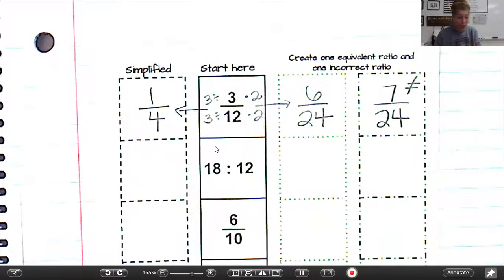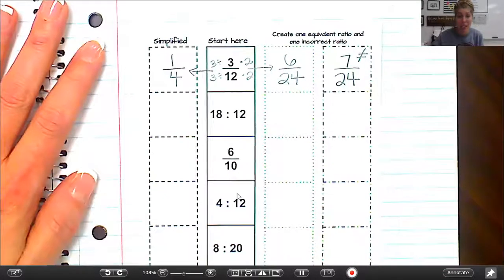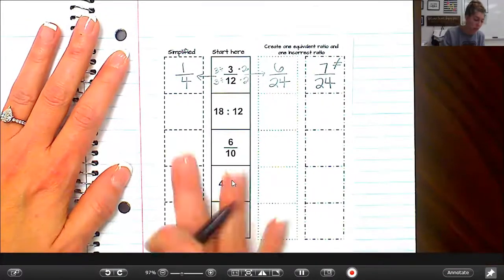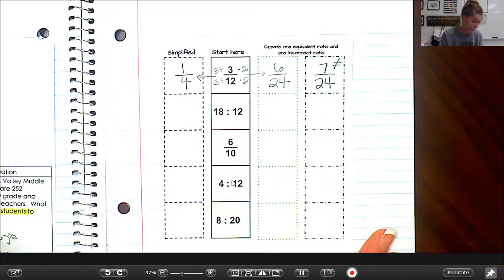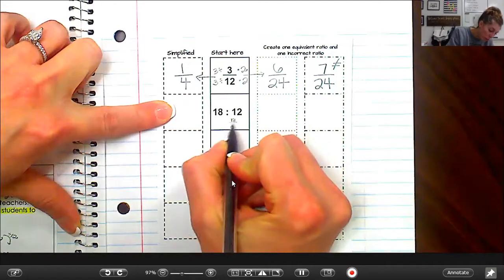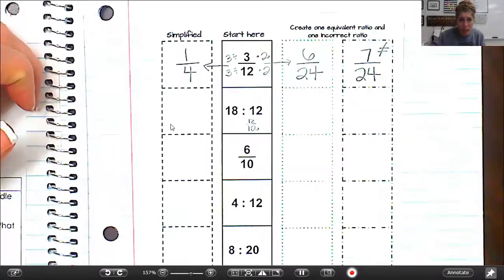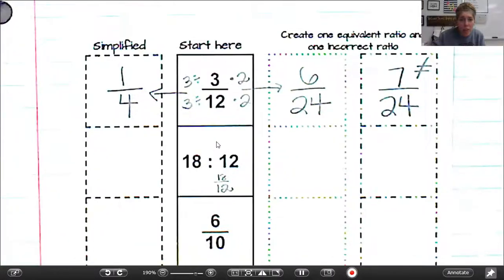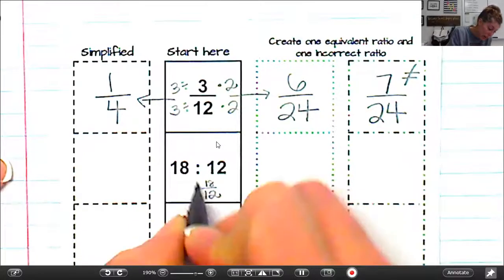I'm going to do one more and then save the rest for you guys to do with me in class. Really good opportunity to get lots of participation points. So I'm going to leave those for you guys. So 18 to 12. I'm going to write it as a fraction for myself just to help me. Let's zoom in a little bit. That's too far out. There we go. And to simplify that, I'm going to divide by 2.